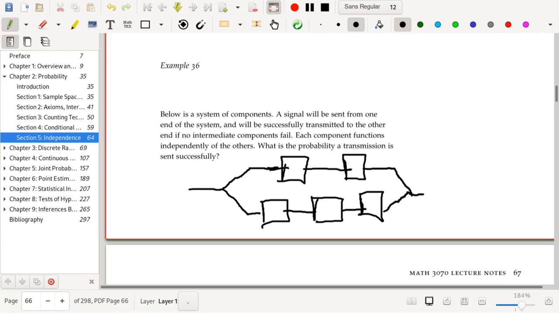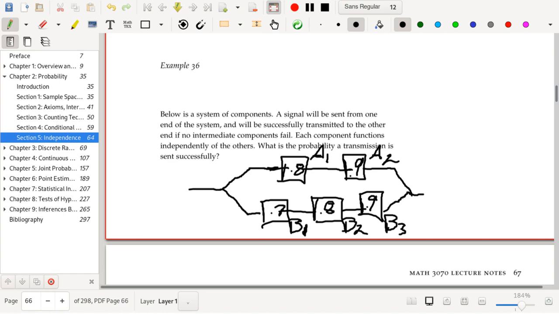Okay, and we're going to say that the event A1 corresponds to this blue component working. The event A2 corresponds to this green component working, and we have the events B1, B2, B3, which correspond to each of those respective lower row components working. And then inside of this diagram, we will write down the probability that that individual component works. And importantly, we are assuming that all of these components function independently of the others, which means that all of these events, A1, A2, B1, B2, B3, are mutually independent events.